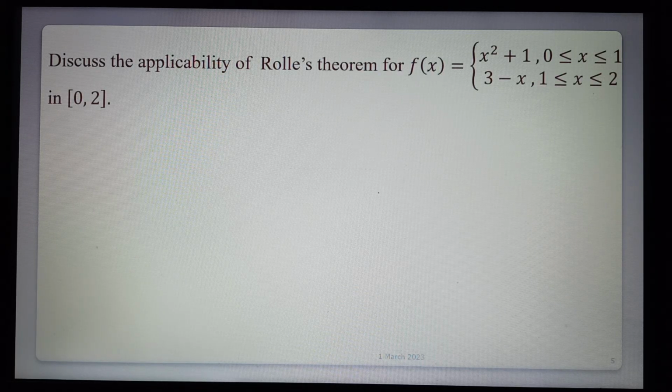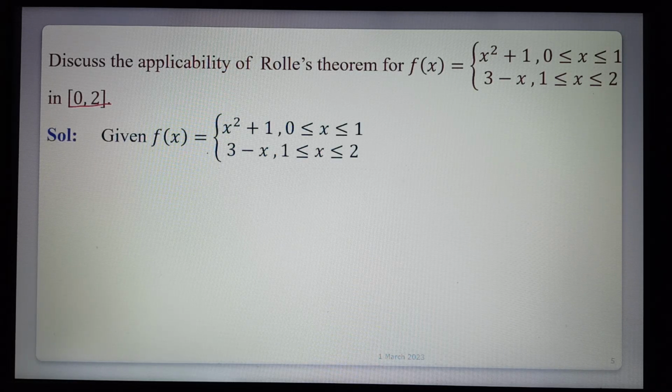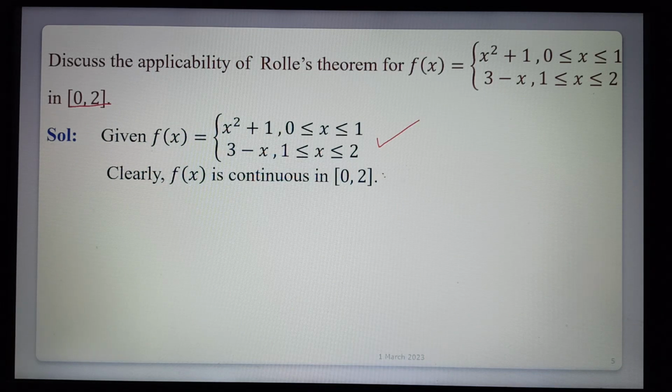Discuss the applicability of Rolle's theorem for f(x) = x^2 + 1 for 0 ≤ x ≤ 1, and 3 - x for 1 ≤ x ≤ 2, in the interval [0, 2]. The given function is clearly continuous: from 0 to 1 and 1 to 2 there is no break from 0 to 2. So it is continuous in the interval [0, 2].